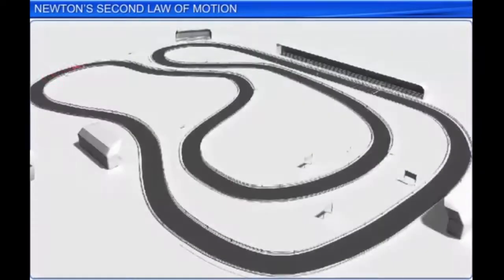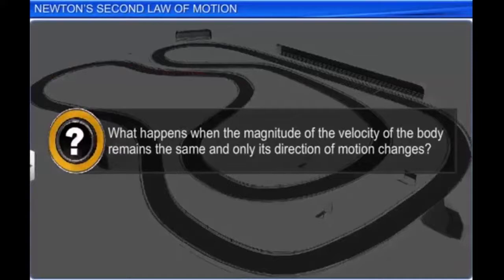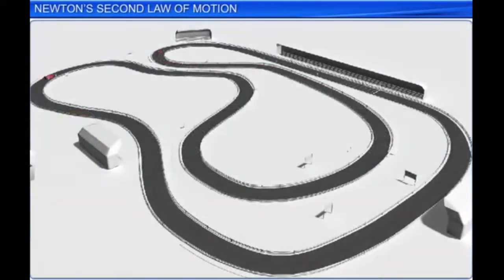What happens when the magnitude of the velocity of the body remains the same and only its direction of motion changes? Since the velocity vector changes direction continuously, the momentum vector also changes direction continuously, and this change requires some force.